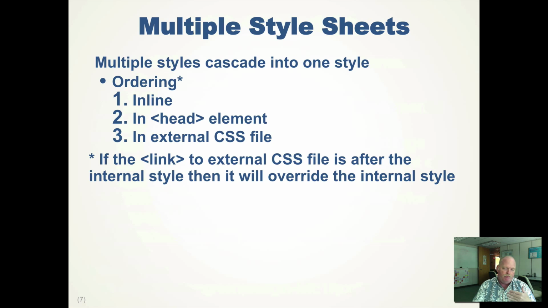So what happens when we have multiple styles and multiple files and ways of getting them in? So how does this cascading effect work? Well, the ordering is, first off, if you inline the style, as in you have the style attribute on the element, that takes precedence. And that's the first thing that will be used. In the head element, if you have the style tag, that will be next used. And then in the external CSS file, that is used third.